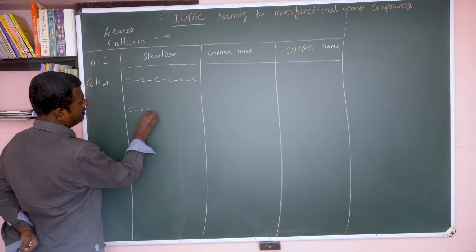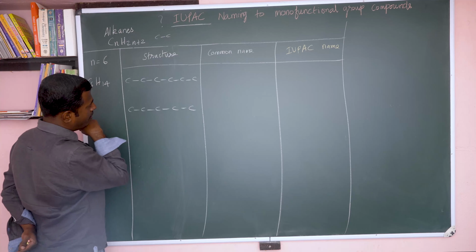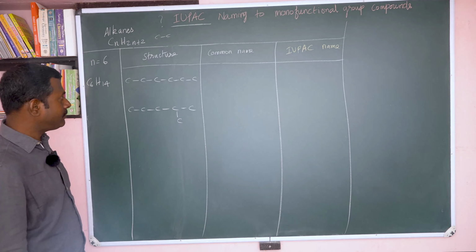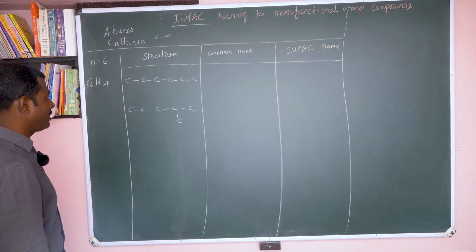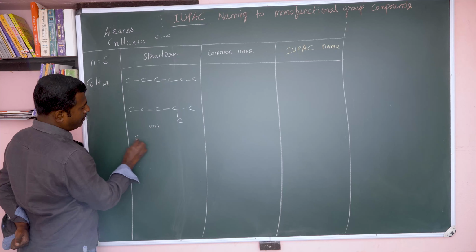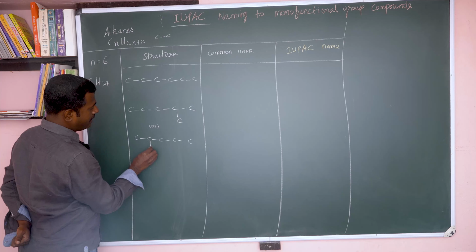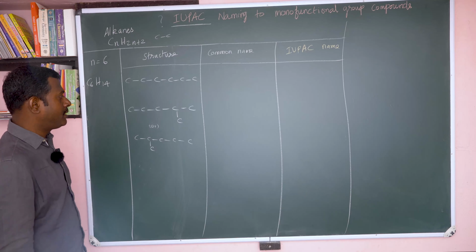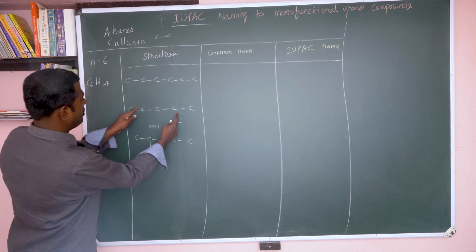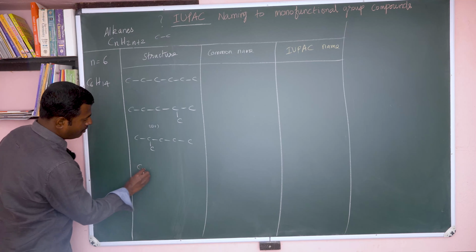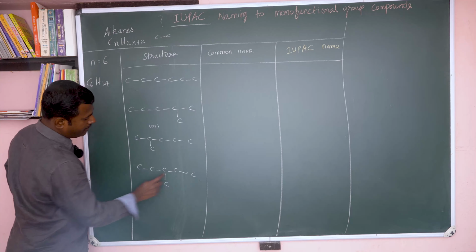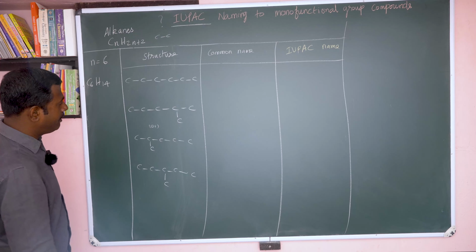Another will be a chain of 5 carbons, C-C-C-C-C, with one carbon written in a branched manner. If you write the one carbon branch at this position, these two positions are identical with respect to each other. What about one carbon as a branch here? This is a different position.